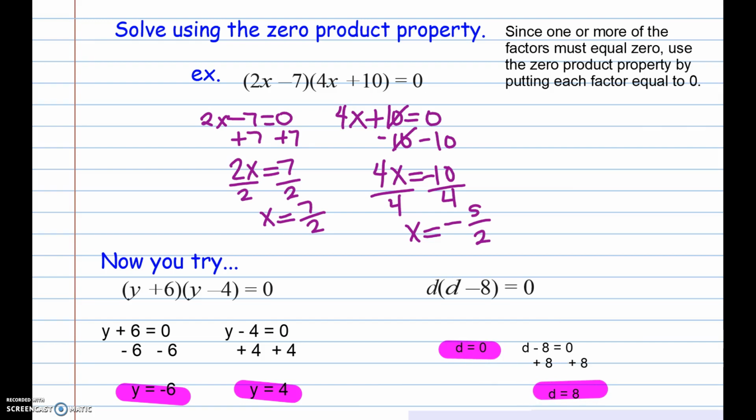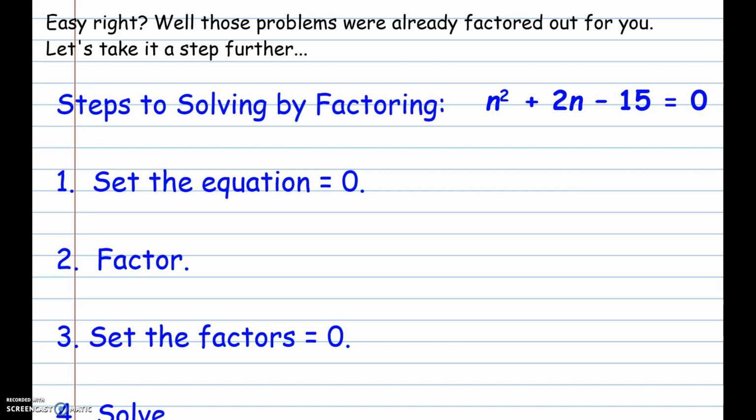So here are our steps, okay? Now, what we've done up until now is step 3 and step 4. Step 3, set the factors equal to 0. Step 4, solve. Now we're going to take it a step further. We're going to start at step 2. We're given a problem here that's not factored out yet, so we have to actually factor this problem.